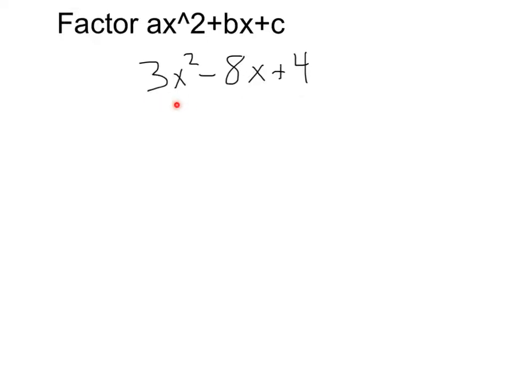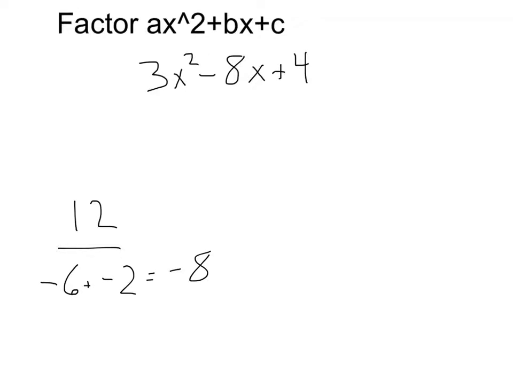So whenever you have a coefficient in front of the x squared, it's going to be very similar to when you don't. But before you start finding factors of c, you want to multiply a times c. In this case, we have 3 times 4. That's going to give us 12. Now we want to find factors of 12 that add to give us negative 8. Those factors are going to be negative 6 and negative 2. See that negative 6 plus negative 2 is negative 8, which is our b term.